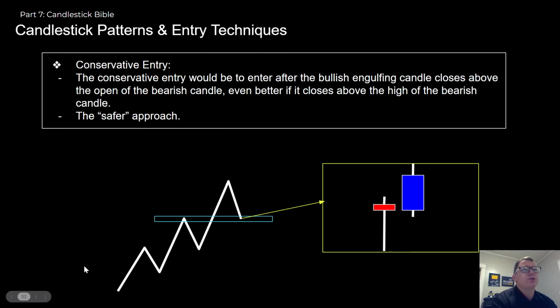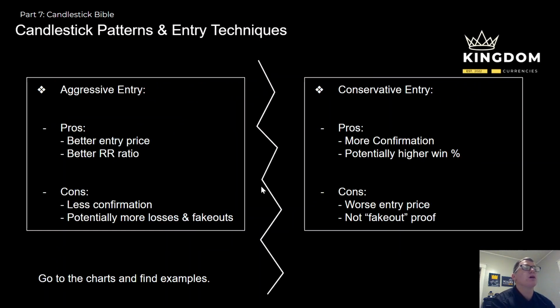Now that you know the two different entry techniques, you might be thinking, hey, what are the pros? What are the cons? So I broke that down for you. So with the aggressive entry, the pros might be a better entry price, obviously, because you're not waiting for that bullish candle to come in and move price away from my zone. So you're getting a better entry price. You're going to have a better risk to reward because your stop loss is going to be a little bit tighter. And then obviously, the cons are you have less confirmation and potentially more losses and fake outs.